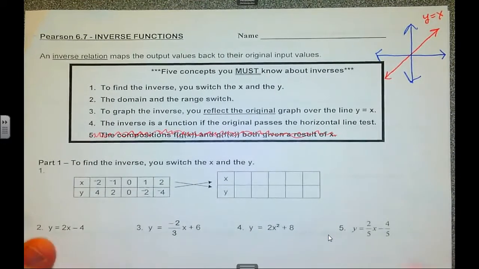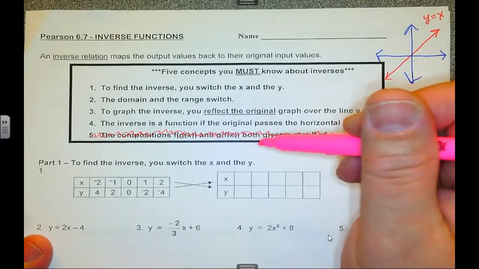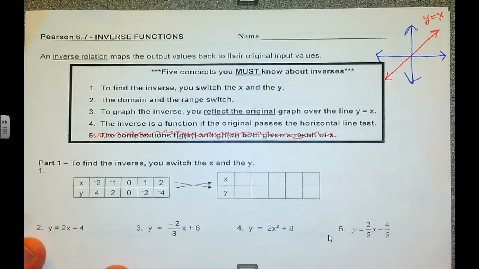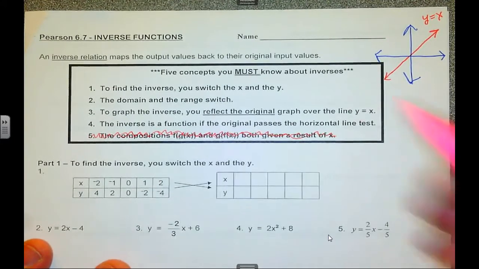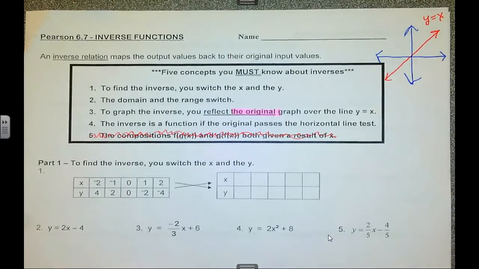Well, Mr. D, there's a typo in there. It says horizontal line test. No, it's not. We talked about the vertical line test, right? Actually, the horizontal line test tests the original function. If it passes the horizontal line test, then its inverse is going to be a function. Okay.